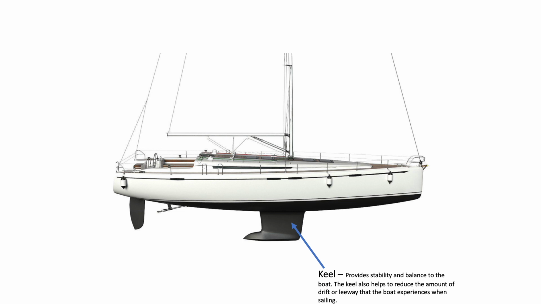The keel is a central structural element of a sailboat, running along the bottom of the hull from the bow to the stern. It provides stability and balance to the boat, allowing it to maintain its orientation in the water and resist tipping or rolling. The keel also helps to reduce leeway, or sideways motion when sailing. There are several different types of keels, including fin, wing, bulb, and centerboard, each with its own unique set of characteristics and benefits.